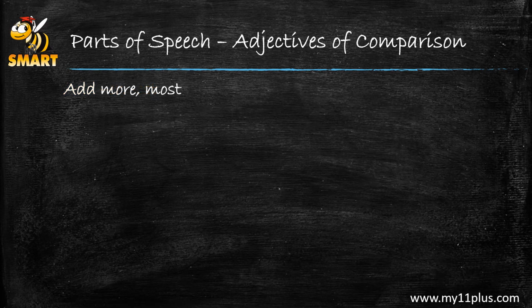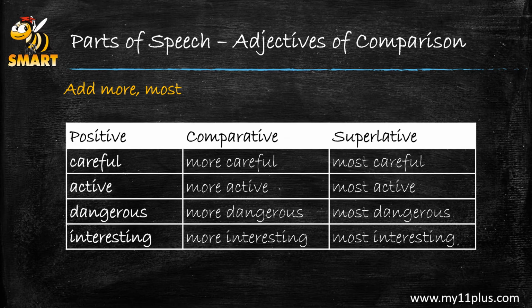For most adjectives with 2 or more syllables, we add the word more to create the comparative form and the word most to create the superlative form. Let me show you some examples of that. So let's look at the adjective careful. To form the comparative form of it, we would add more to it so it becomes more careful, and for superlative we add the word most in front and we get most careful.